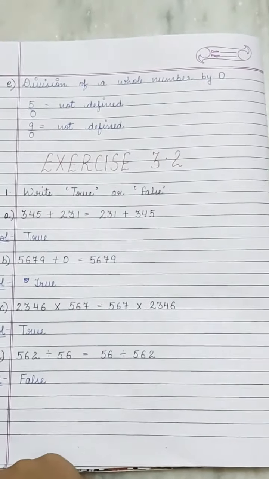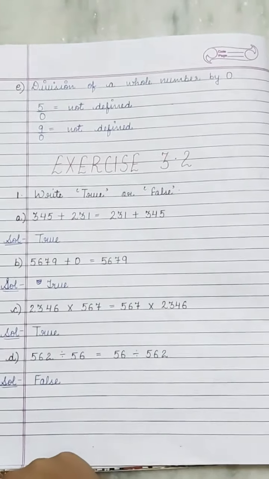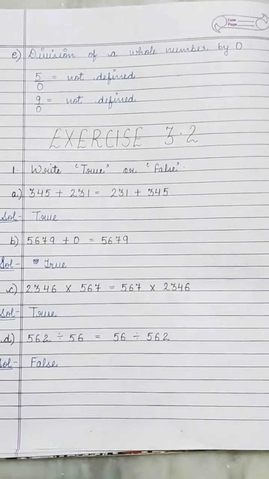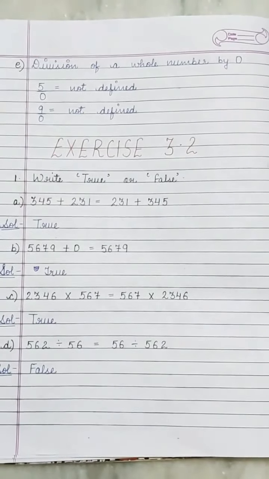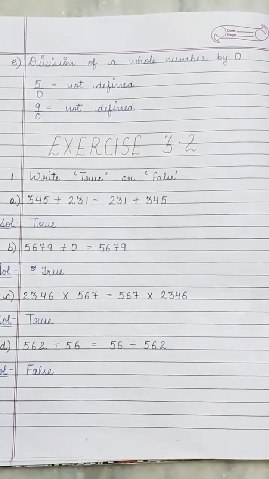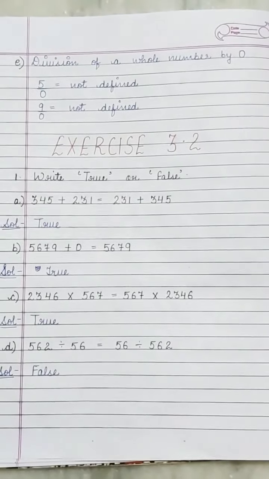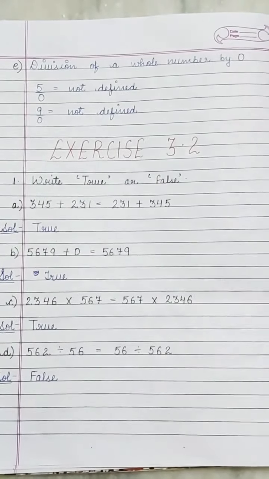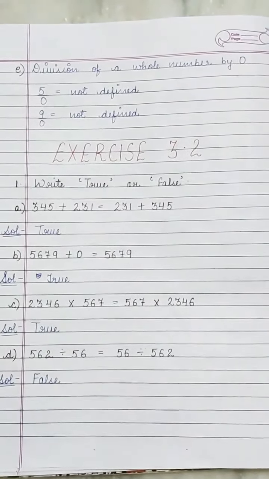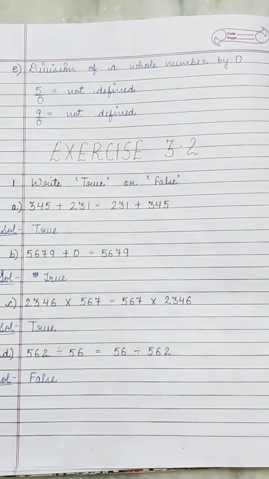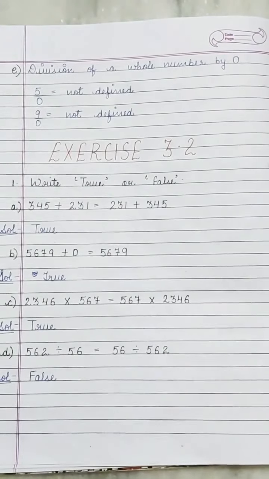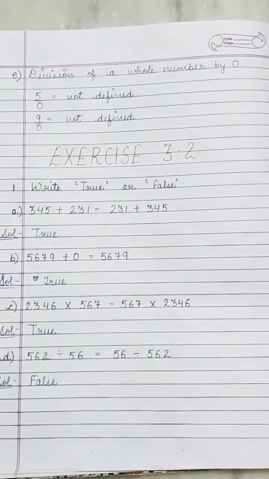Now exercise 3.2. So first of all, recall all the properties. You should be aware of all the properties. Then only you will able to solve the exercise. Now the first property was a closure property. Second was a commutative property. And the third was the associative property. Fourth was a distributive property of multiplication over addition or subtraction, and then the property of 0.